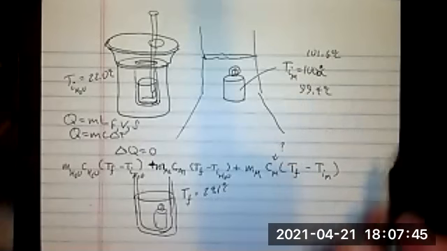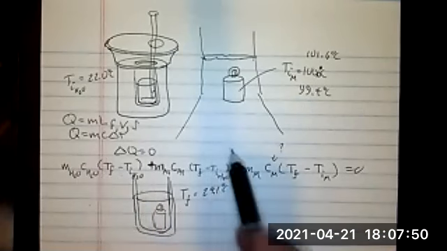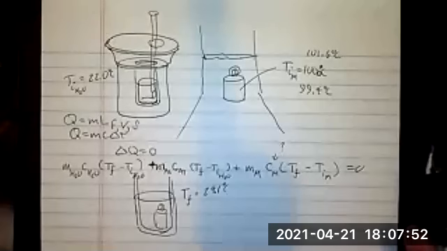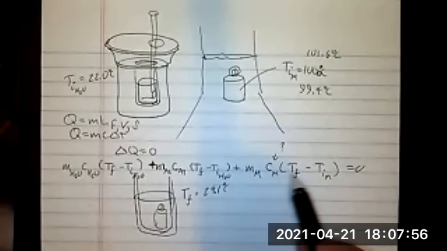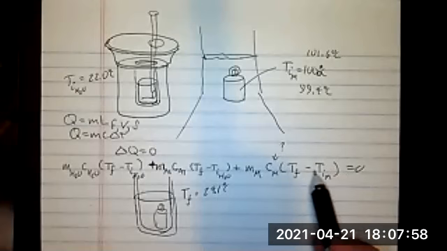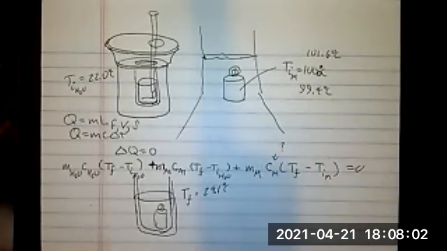Obviously, since all of this is equal to 0, you can take this term and this term, put it over there. They're going to become negative. And then you're going to divide by the mass of the metal and divide by the difference in temperature here, and that'll give you the specific heat of the sample. So that's how calorimetry is done.